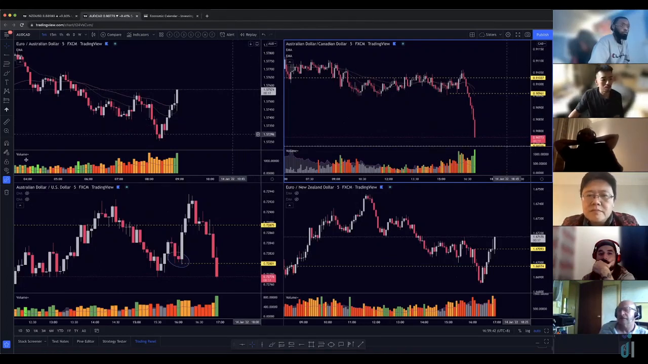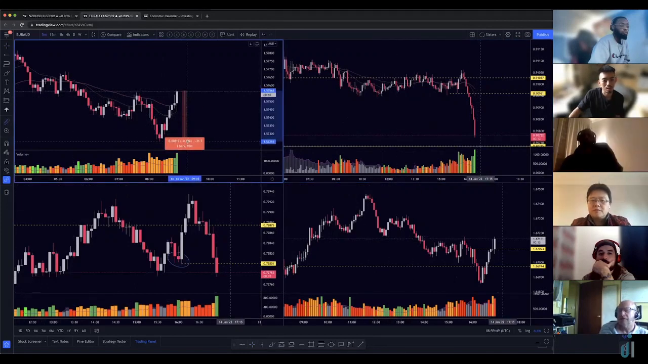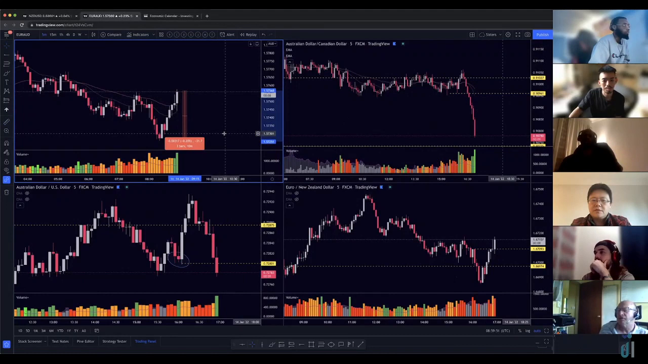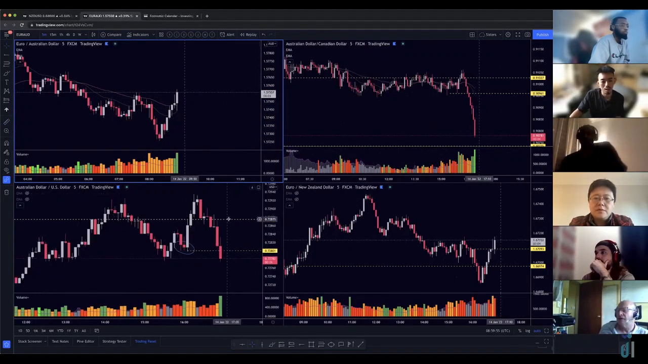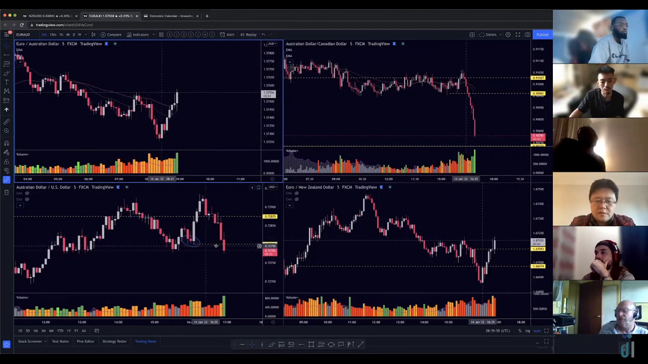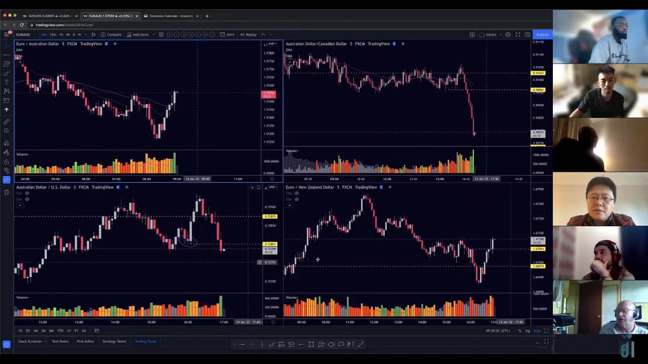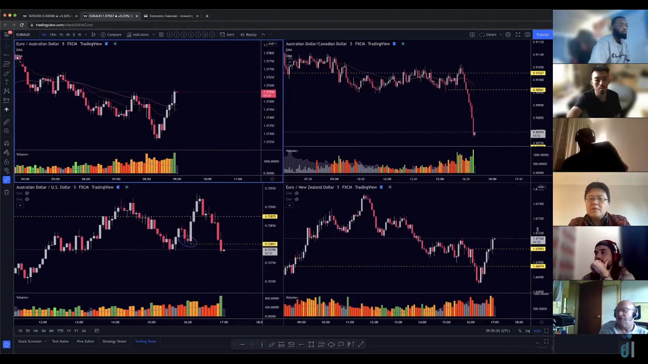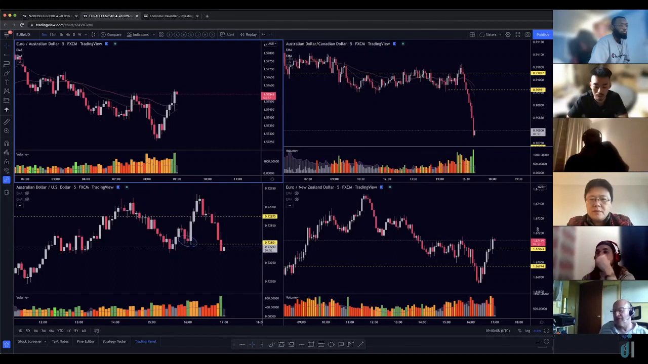Yep. So any questions so far? Let me just see. What's this? 31 pip stop. So Aussie USD crossed this low again, right? Let me see if I can get an entry.